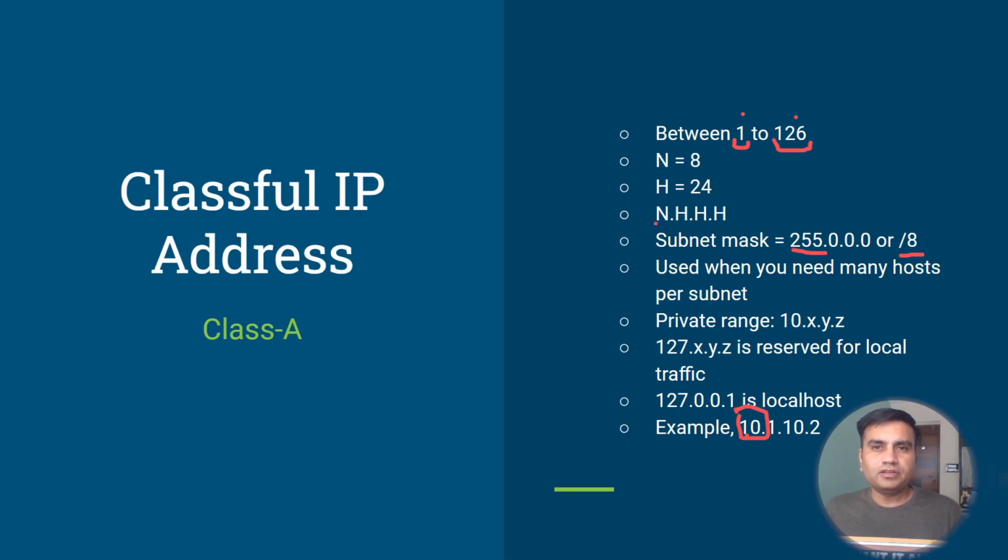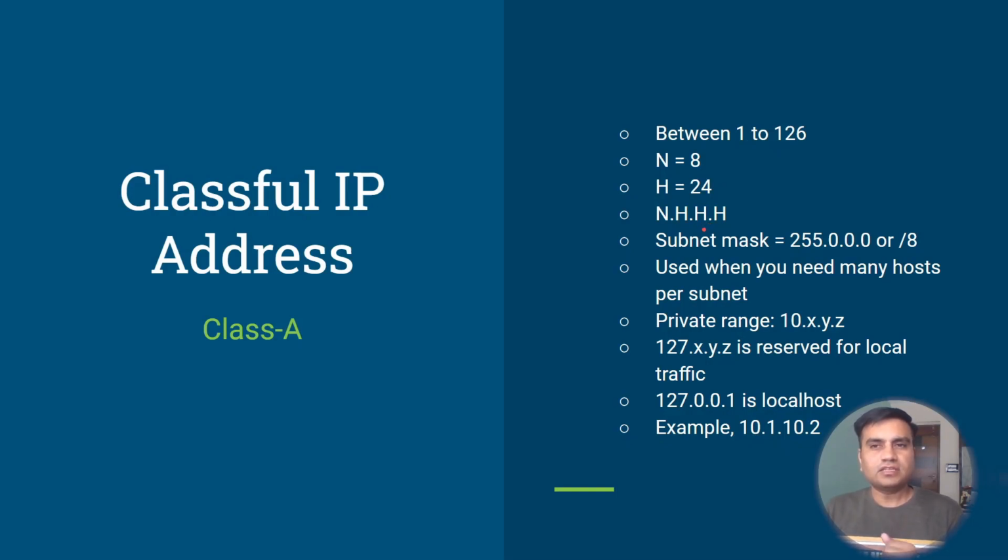How do we write this IP address in N and H notation? N is network, and H is host, right? So the first portion in your IP address, this first octet, is the network bits, and the remaining 3 are host bits. Okay, this is how class A is written.